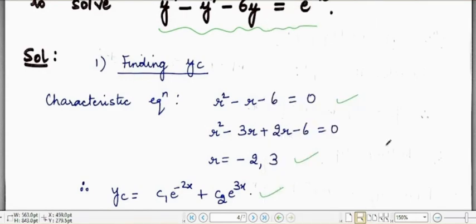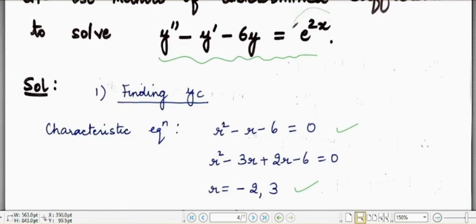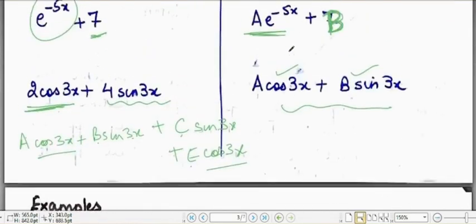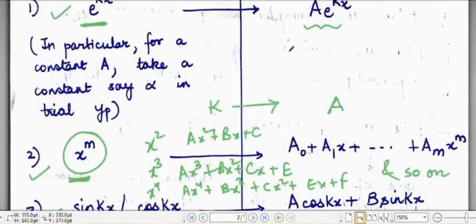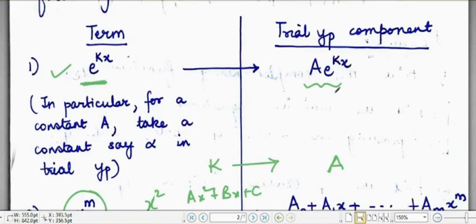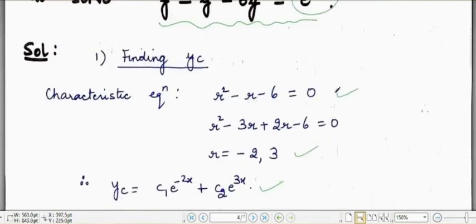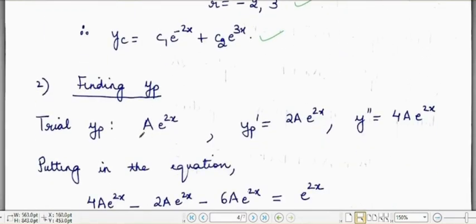Now look at the right hand side. The right hand side is an exponential e to power 2x, so it's a straight away application of bullet number 1 of your table, e to power kx. For e to power kx, you just guess a e to power kx. Now since it's e to power 2x, your trial yp will be a e to power 2x.